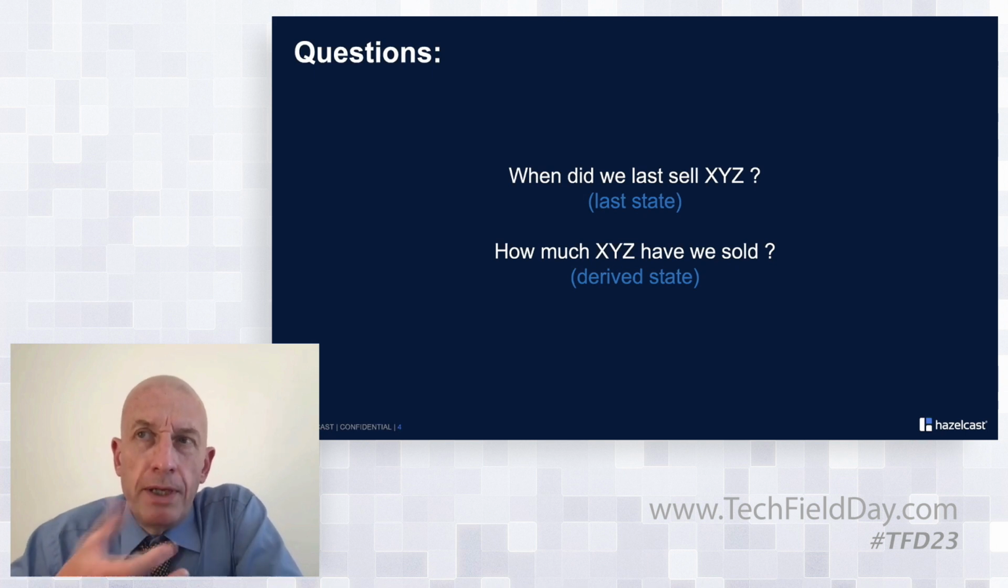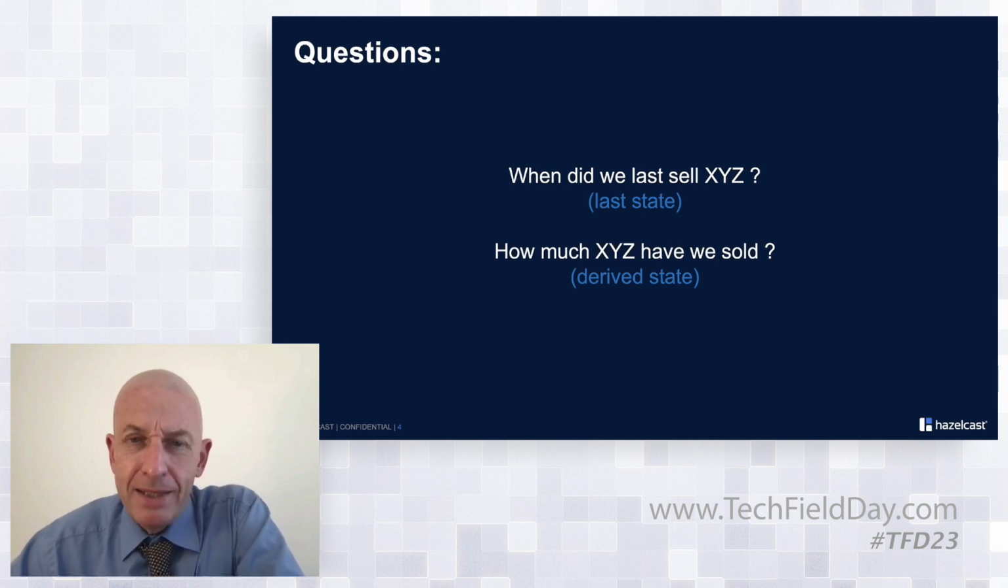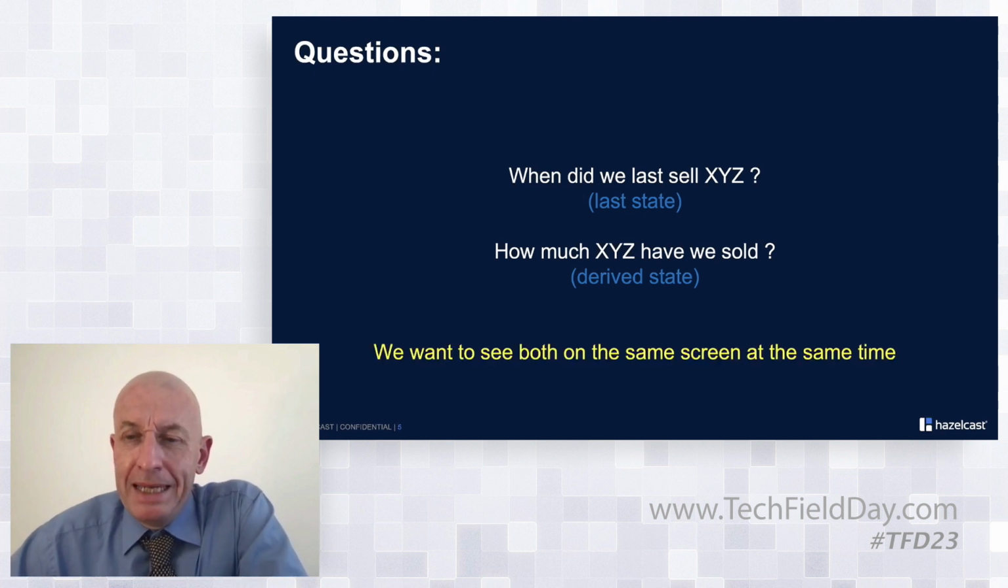So the top one is something that you might be satisfied from data storage, a data grid, in terms of state, and the bottom one from stream processing in terms of derivation. And the thing you really want to do is do them both in one place.